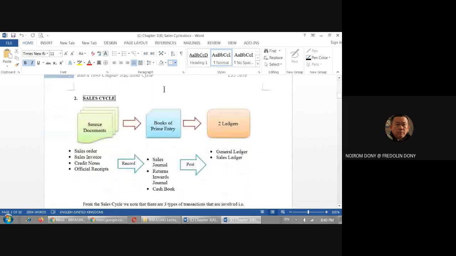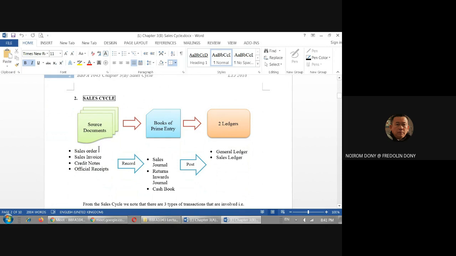Okay, this is the flow of the sales cycle. You must have a source document to evidence the sales transaction. Then from this source document, you can identify what the book of prime entry is. If it's a sales invoice, then the prime entry will be the sales journal. If it's a cash bill, meaning cash sales, that is the cash book.